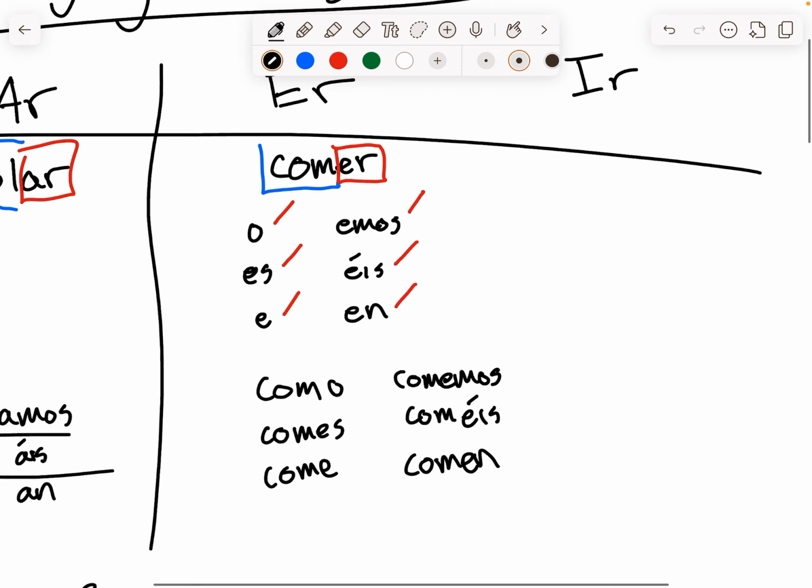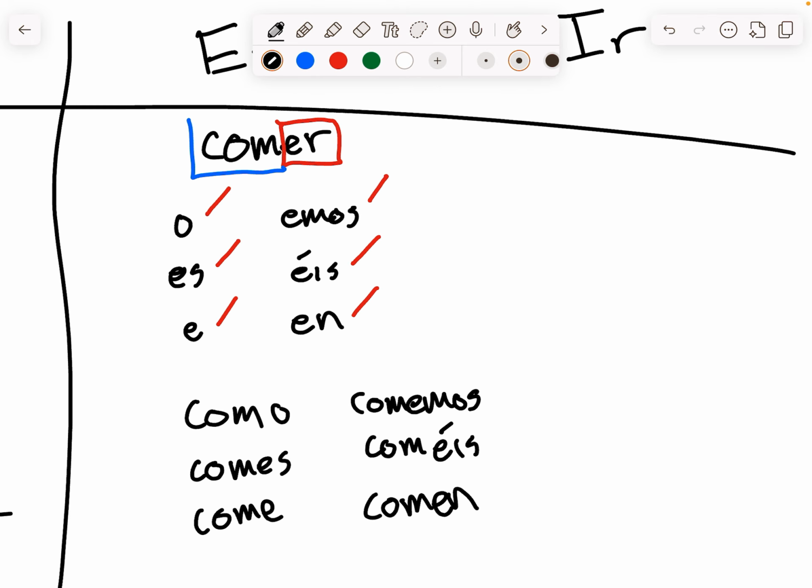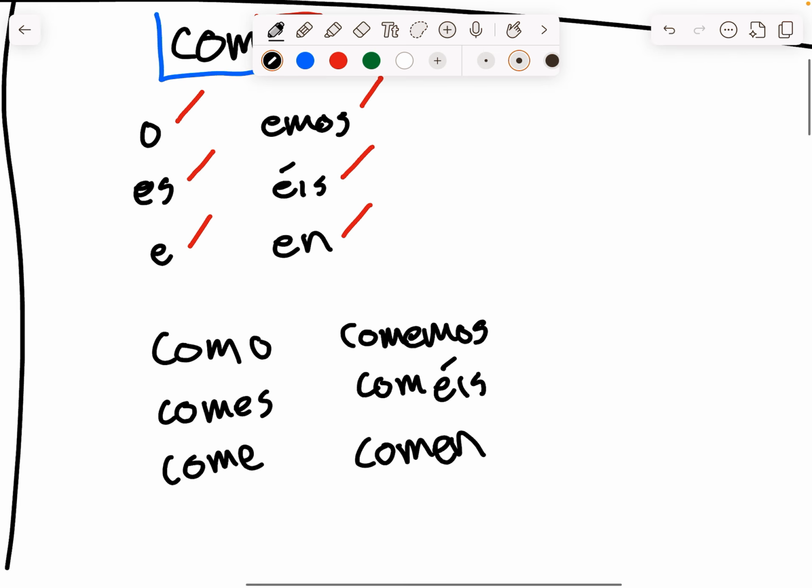And now, using our knowledge of what these endings mean, we can figure out who is eating. I eat, como. You eat, comes. He eats, come. We eat, comemos. You all eat, comeis. Or they eat, comen.